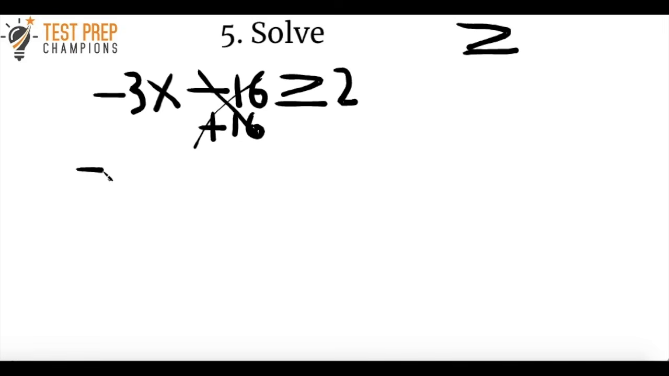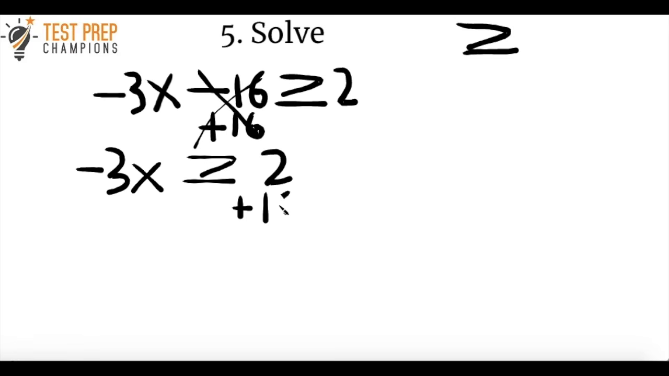So we can rewrite this now as negative 3x is greater than or equal to 2. But we have to remember to add 16 here. So it's not just 2, it's 2 plus 16. And the reason is because whatever you do to one side, you always must do it to the other here. So let me draw an arrow here because we are going to rewrite this again. So we now have negative 3x is greater than or equal to 18.